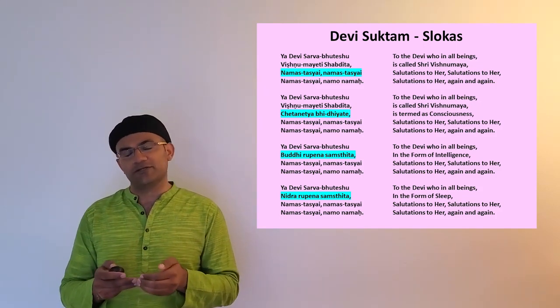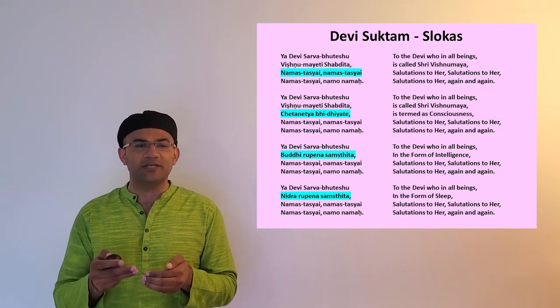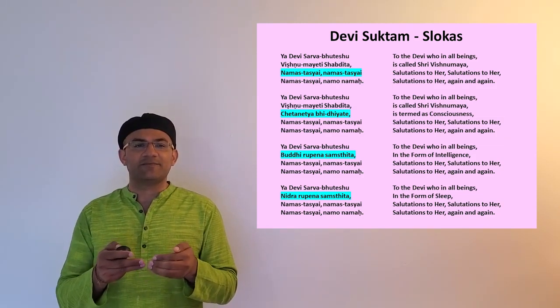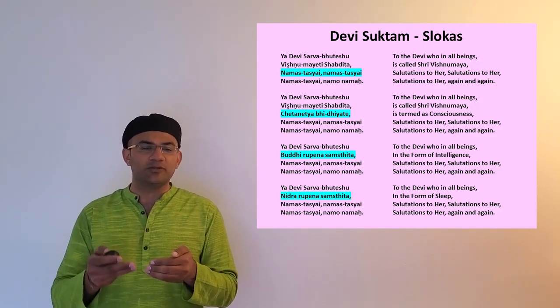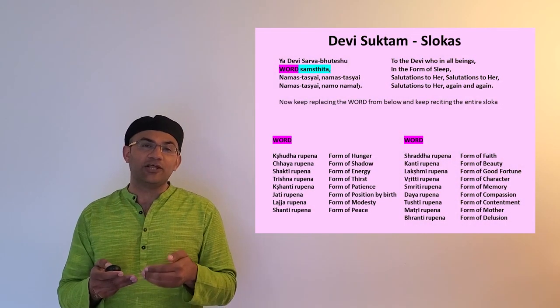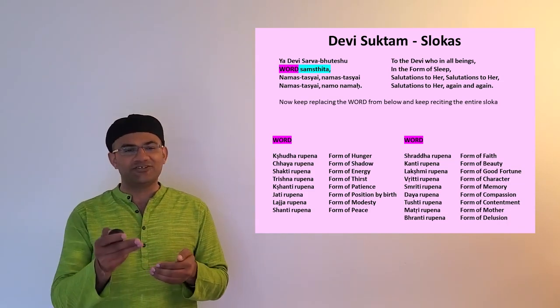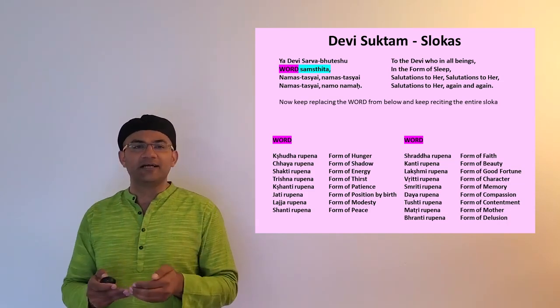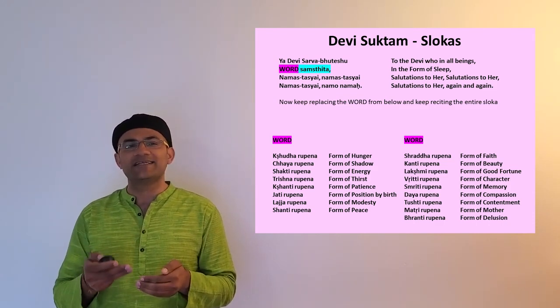For example, the first one is Ya Devi Sarva Bhuteshu Vishnumayeti Shabdita. In this case, it's just saying Vishnumayeti Shabdita. And next time it changes again, then it becomes Buddhi Rupena, Nidra Rupena. After the 4 slokas, it becomes much more repetitive. Only one word is changing in the second line, and that word is written again there. So you just keep replacing that word, and the 3 lines stay quite similar.